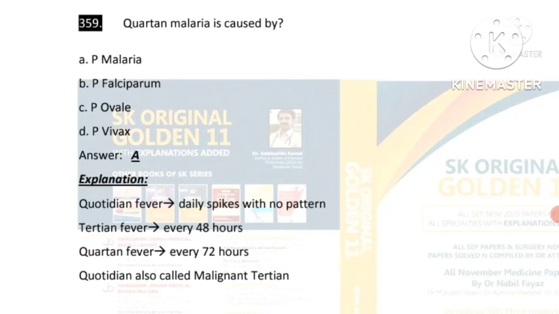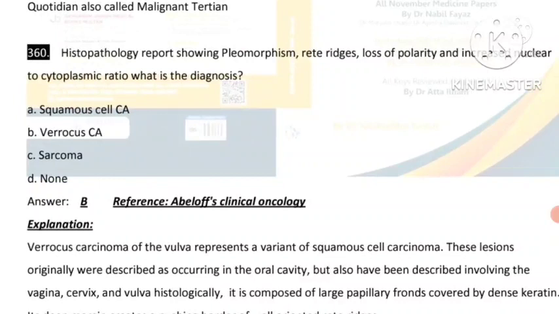Point number 360, histopathology report showing pleomorphism, rete ridges, loss of polarity, and increased nuclear to cytoplasmic ratio. What is the diagnosis? It is a Wilkes carcinoma. Beta is the right option.